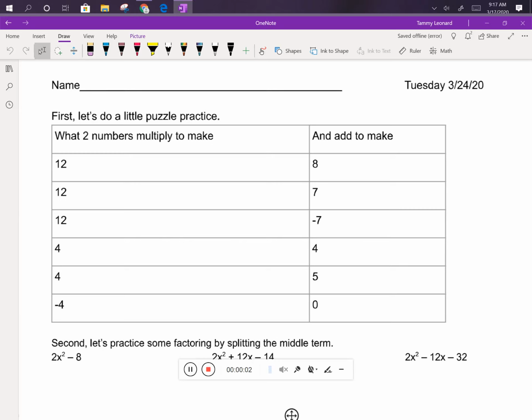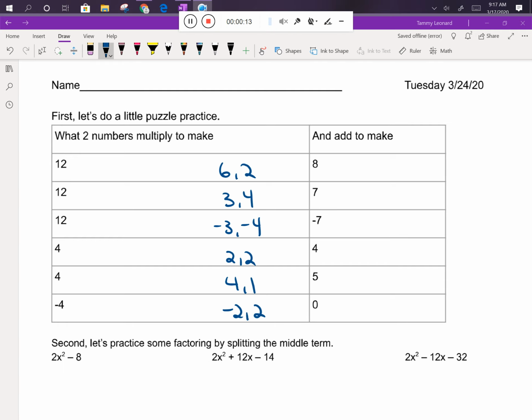Before we start factoring, let's do our puzzle practice. Take a minute and solve the puzzles at the top of the page. Push pause while you do that. Once you're ready to check your answers against my work, push play. Take a moment to check your answers against mine, and then we'll start factoring.